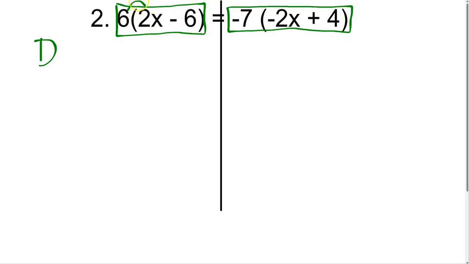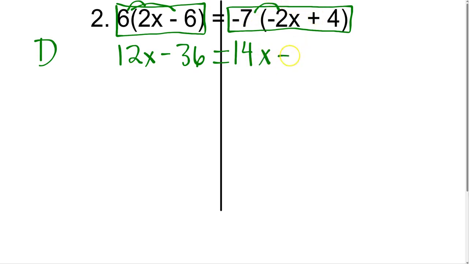6 times 2, 12x. 6 times negative 6 is negative 36. Negative 7 times negative 2 is positive 14x. And then negative 7 times positive 4 is going to be negative 28.